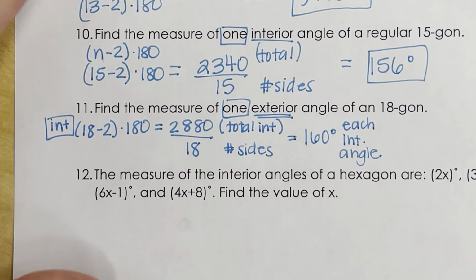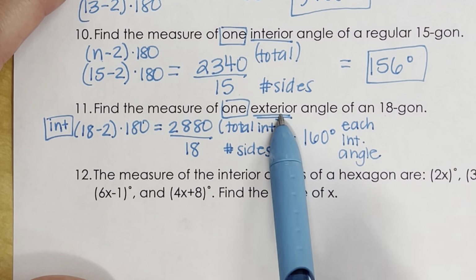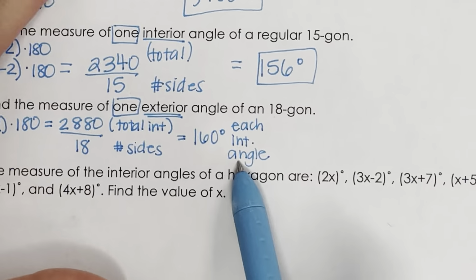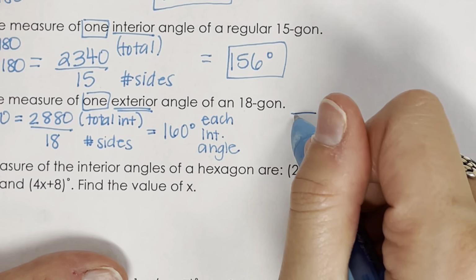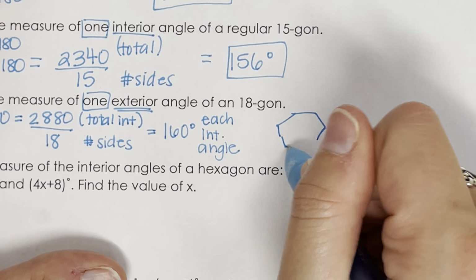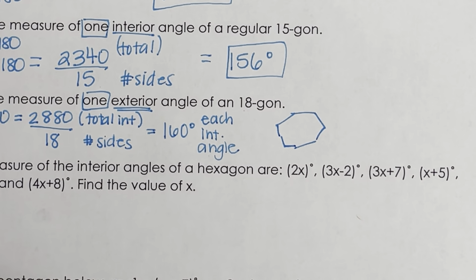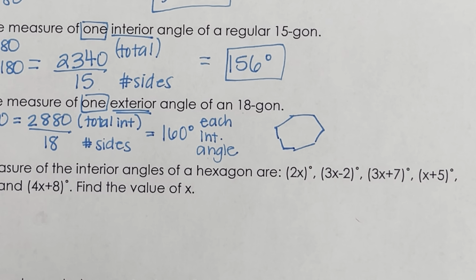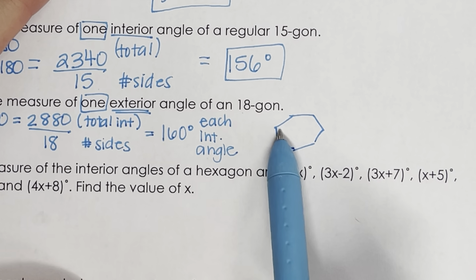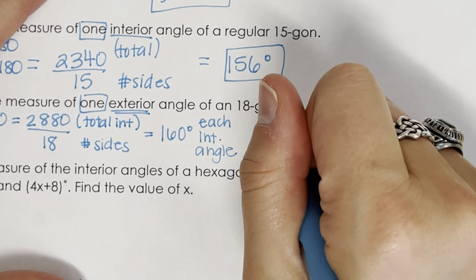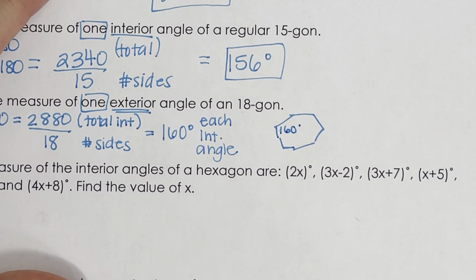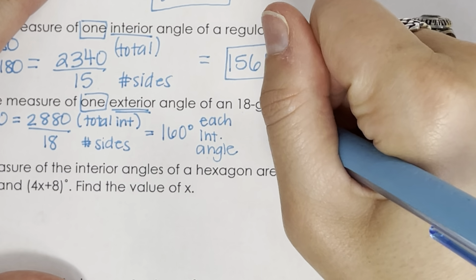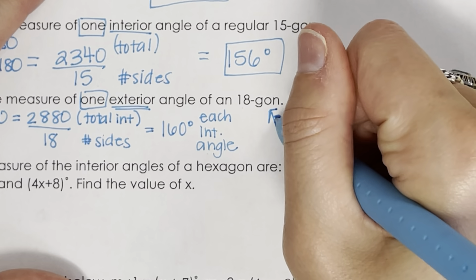Now, that's great, but I want to know the exterior. Imagine you've got some kind of polygon, an 18-sided polygon. On the interior here, it's 160 degrees. To figure out the exterior, I need to know this angle on the outside.